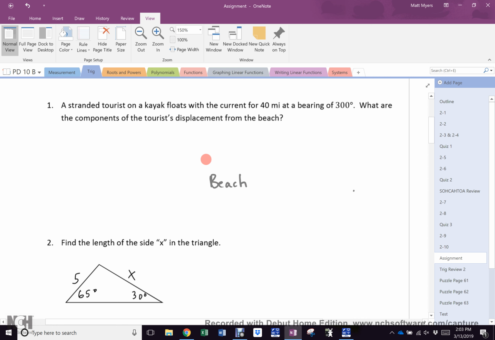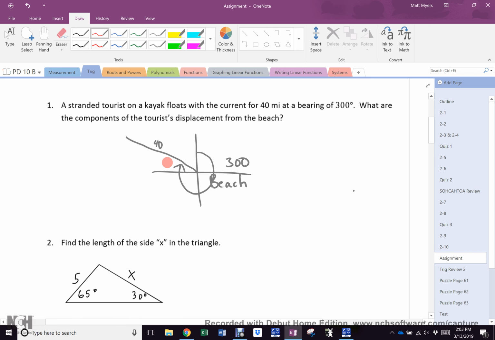Beach. See, that's 40. 300, which means that's 30 degrees. This is where the kayak is. How far away from the beach is it? Well, it's this far west and this far north.